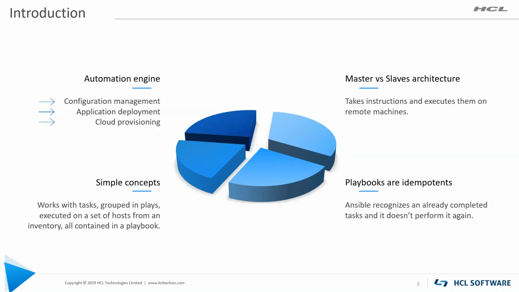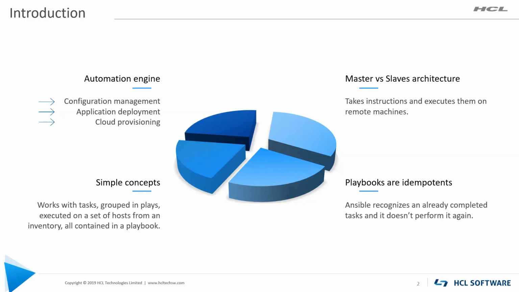Ansible works with simple concepts. The instructions to execute are called tasks. They are grouped in plays, and every play is executed towards a specific set of hosts taken from an inventory. And multiple plays can be contained in a playbook, and the playbook is the starting point for Ansible execution.